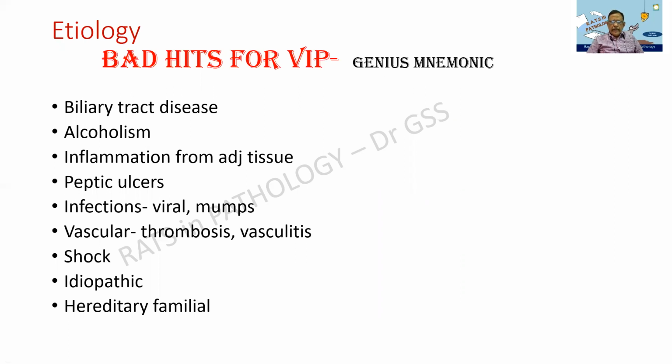What are the causes for pancreatitis? A lot of causes are there. Biliary tract disease and alcoholism are common. Any inflammation from the adjacent tissue, peptic ulcers are associated with pancreatitis. Infections, particularly viral infections, vasculitis and thrombosis. Shock. It can be idiopathic in a good number of cases, and it is also known to have a familial history.